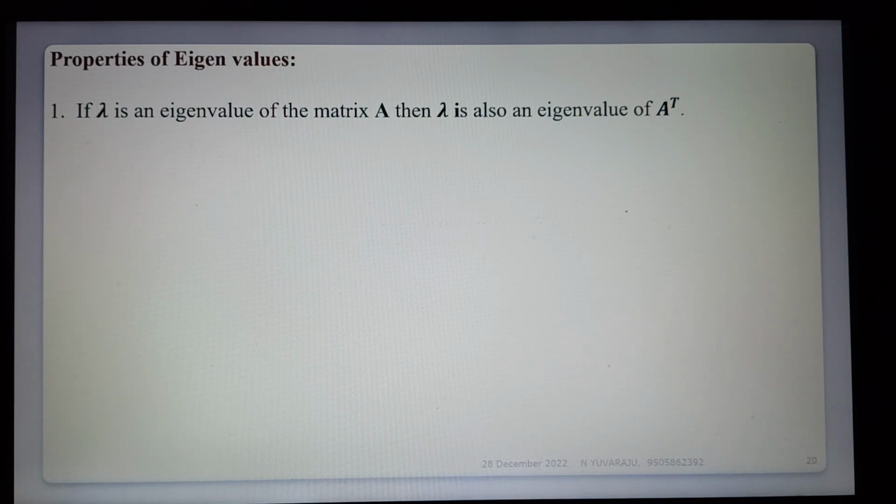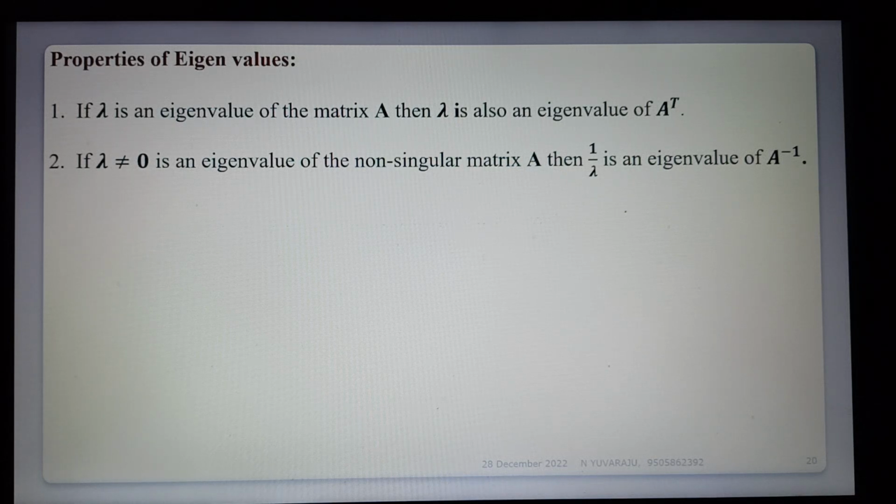If lambda is an eigenvalue of the matrix A, then lambda is also an eigenvalue of A transpose. A given matrix A and its transpose, A transpose, have the same eigenvalues, no change. Okay, now this first one.